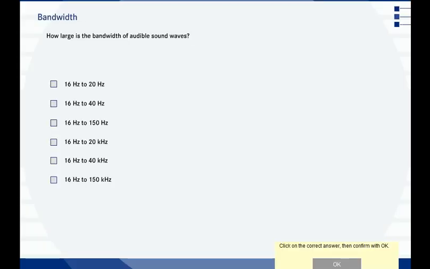How large is the bandwidth of audible sound waves? Click on the correct solution and then on OK.